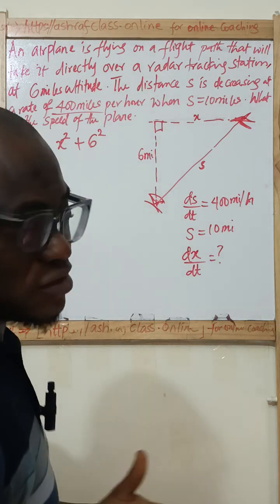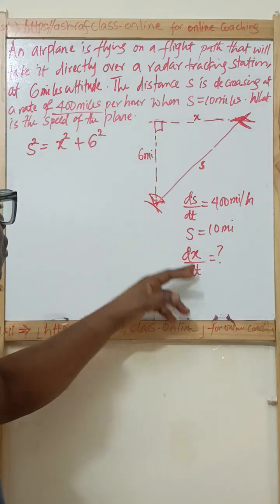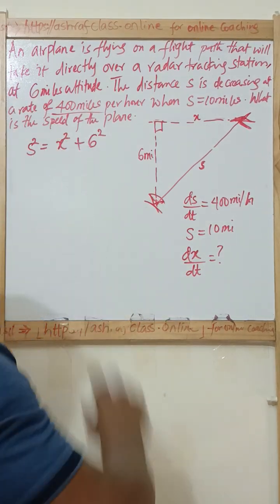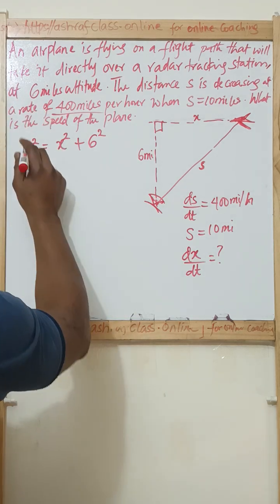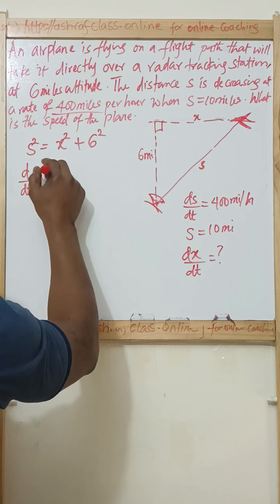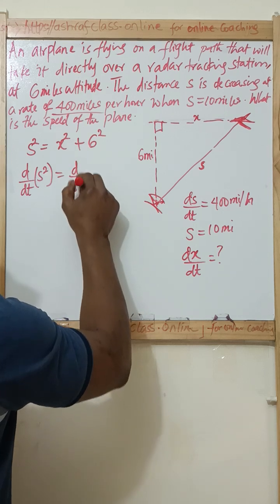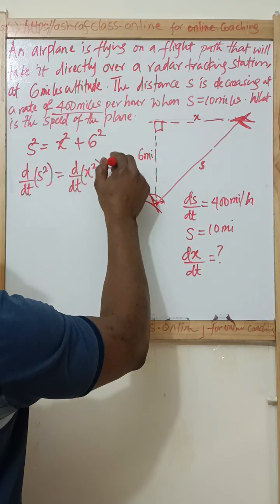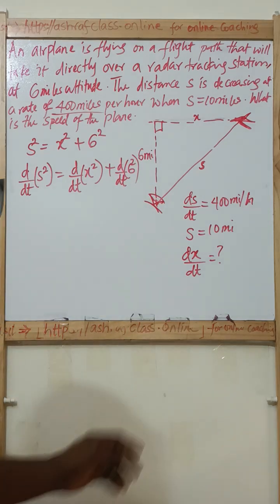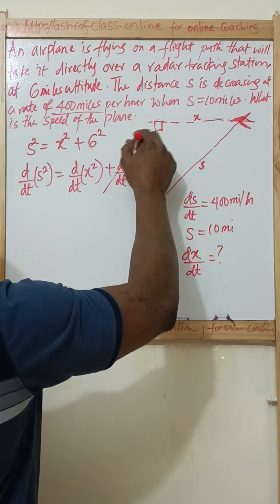So with this equation, we can carry out our derivative. So we are looking for dx/dt. This is in terms of time, right? So we differentiate with respect to time. So d/dt of s squared is also going to be d/dt of x squared plus d/dt of 6 squared. We know the derivative of a constant is equal to 0, right? So this will be rendered 0.